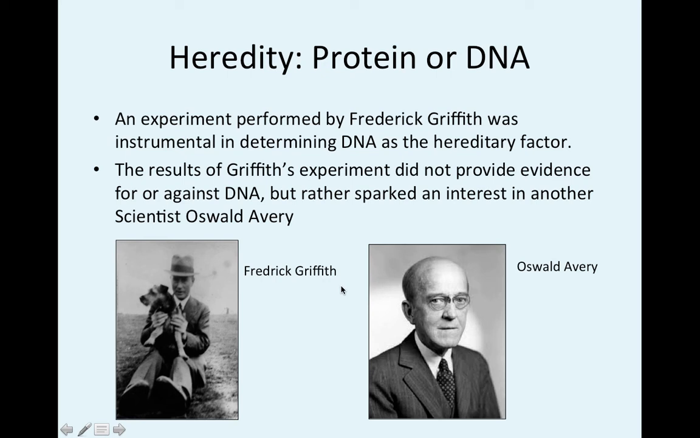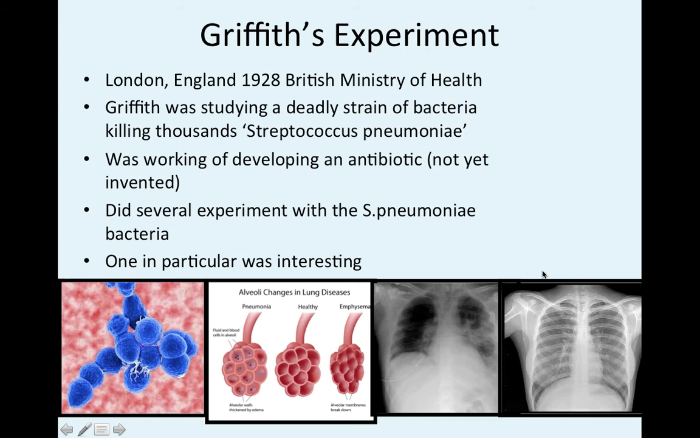So this is the idea that science is a building ground, where Griffith did an experiment, Avery looked at his results and did a different experiment, and then our third one is Hershey and Chase. So the three experiments that we need to know are Frederick Griffith's transformation, Oswald Avery's, and then Hershey and Chase. We're going to start with Griffith's experiment.